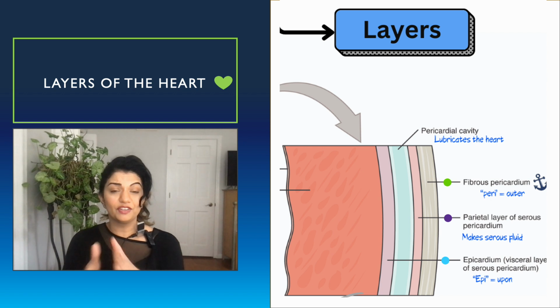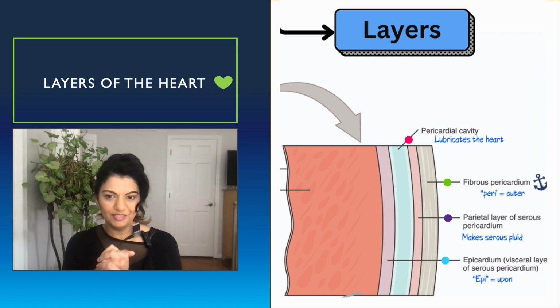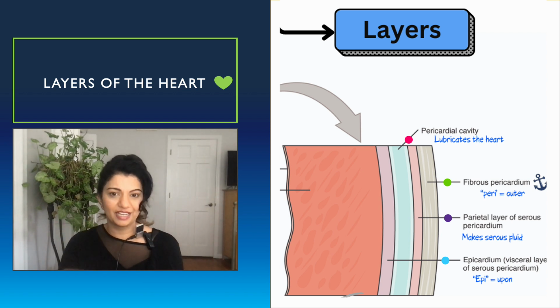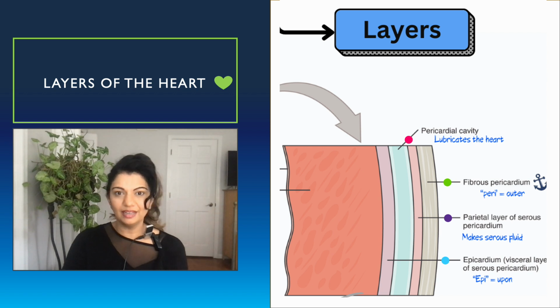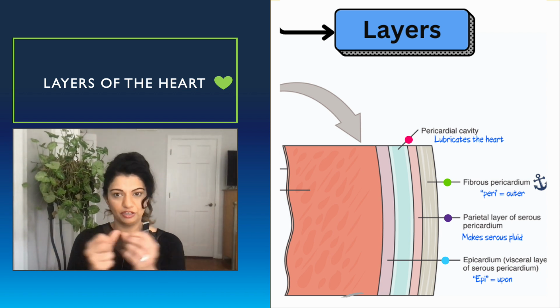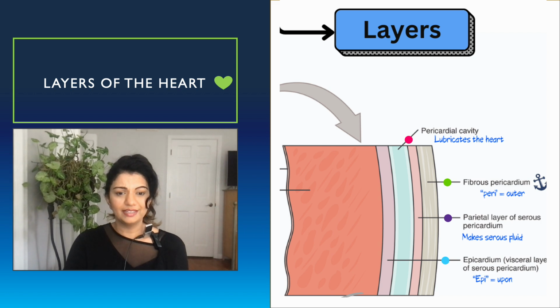And in between, we've got a cavity, and that's obviously called the pericardial cavity. And that contains the serous fluid, which lubricates the heart and prevents it from damaging and reduces any friction during the contraction and expansion. All right, there you have it.